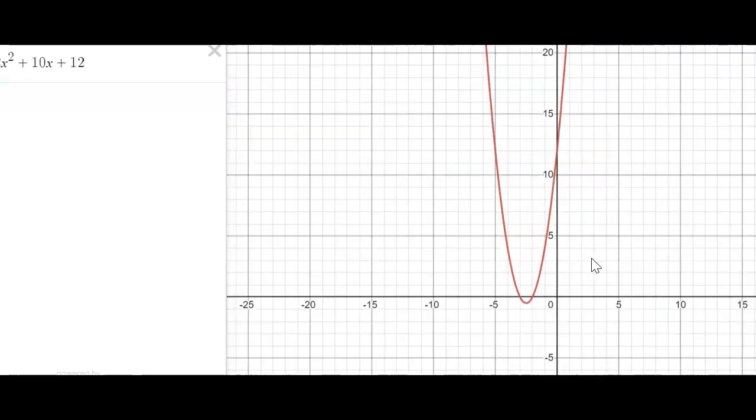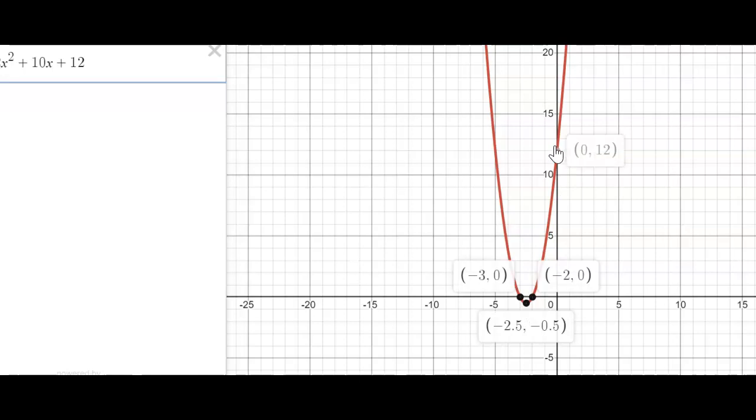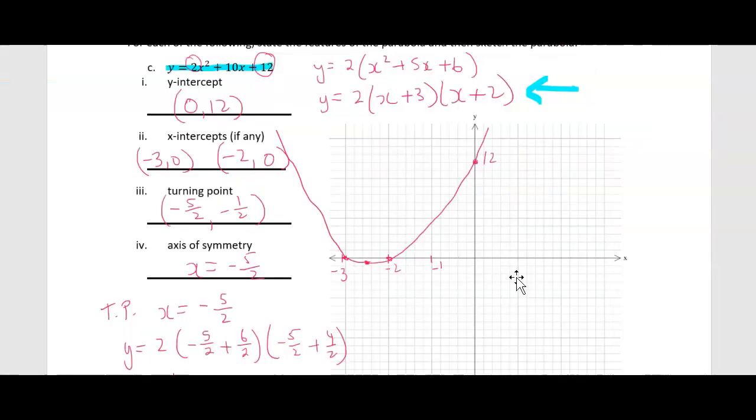But there we go. If I made it a bit narrower, it would probably have been too hard to draw. But you can see there the features. There's our turning point and our 2 x-intercepts, and there's our y-intercept. So I changed the scale a bit to make it a bit wider, but maybe I should have left it how it was. Anyway, it doesn't matter.